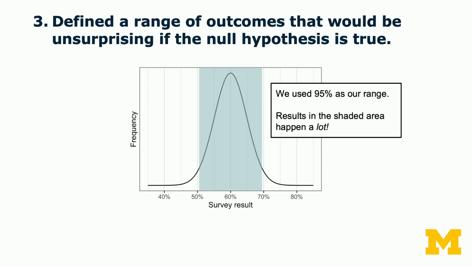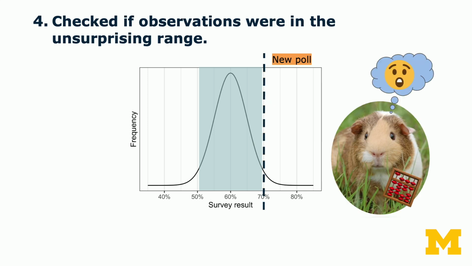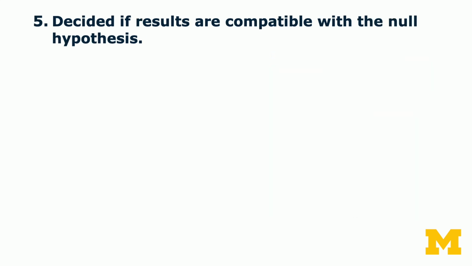And then we defined a range of outcomes that would be unsurprising if the null hypothesis were true. We shaded the middle 95% of this distribution, and then we consider anything that happens inside this shaded range is not going to be surprising. We don't think it's surprising or particularly interesting if the null hypothesis is true. And then we checked if our observations were in the unsurprising range, and they fell outside of it. So we're saying, if the null hypothesis were true, that would be a little bit surprising.